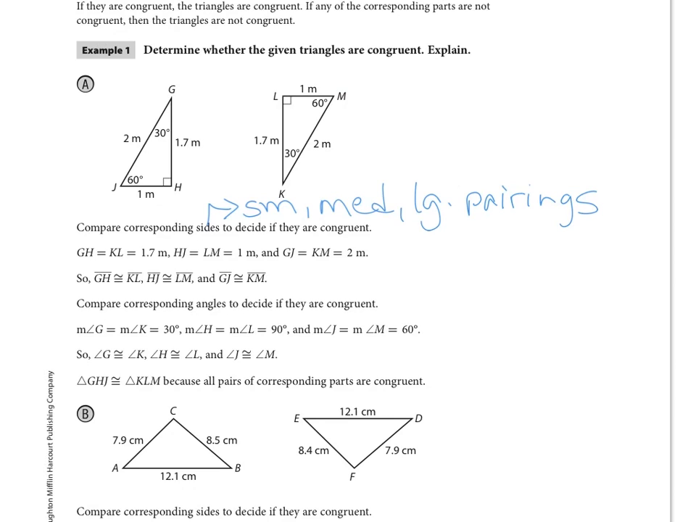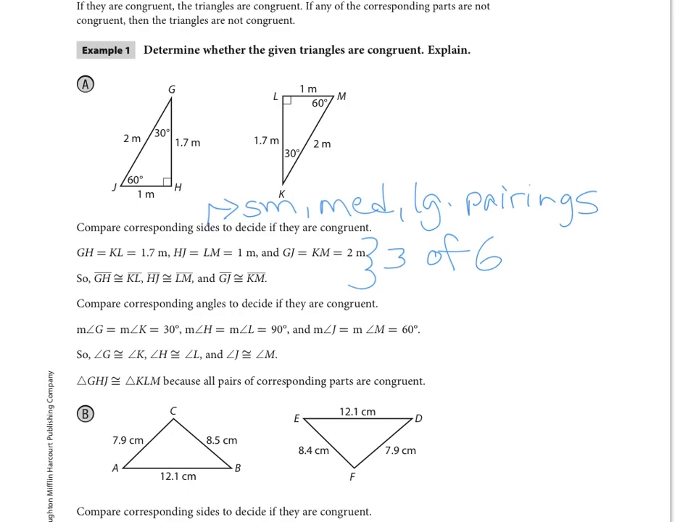So that's 3 of 6, my sides, okay? And then I'm going to go now and talk about my angles. What would G go with? G would go with the small angle on the other triangle, which is K, and they're both 30. H would go with L, the biggest angle, and they are both 90. And then the medium-size angles J and M are congruent at 60 degrees each. So we've got 1, 2, 3 pairs of corresponding angles.